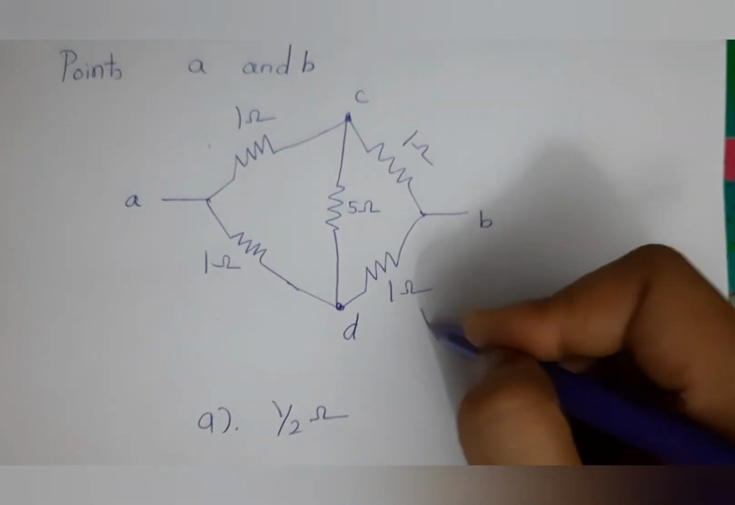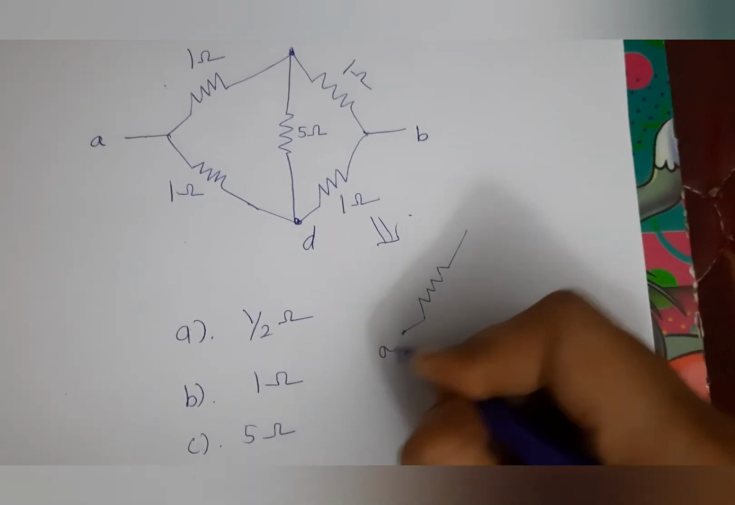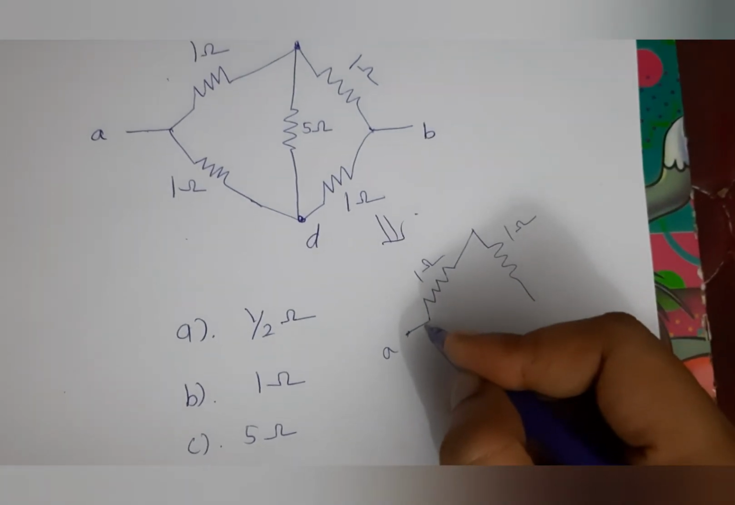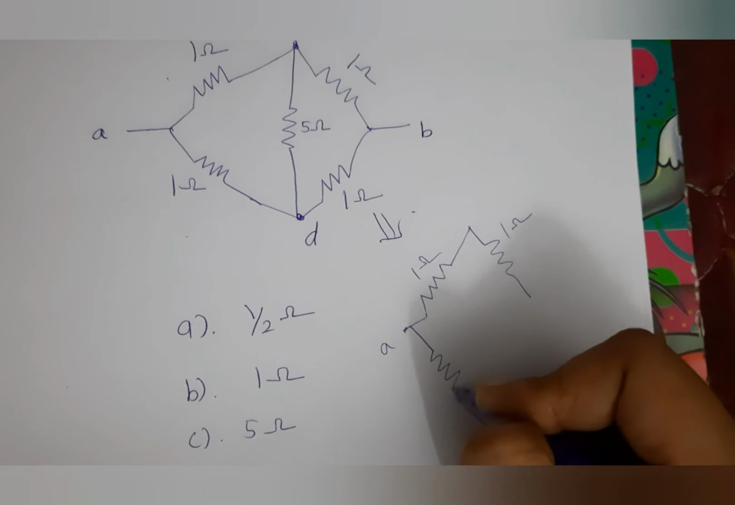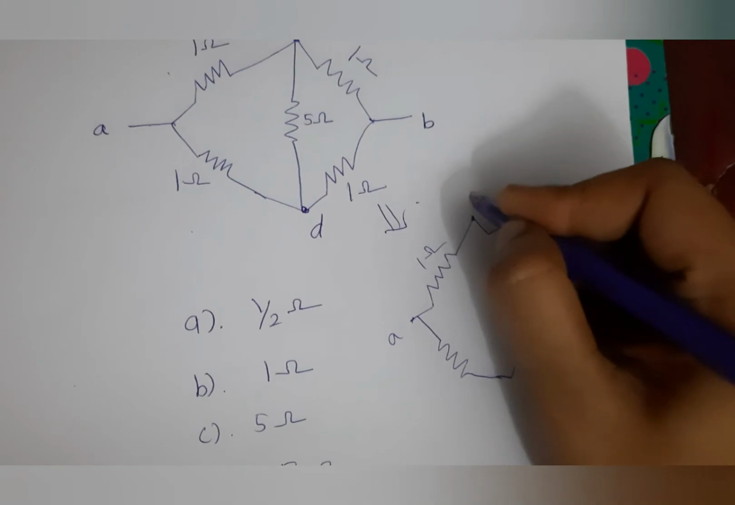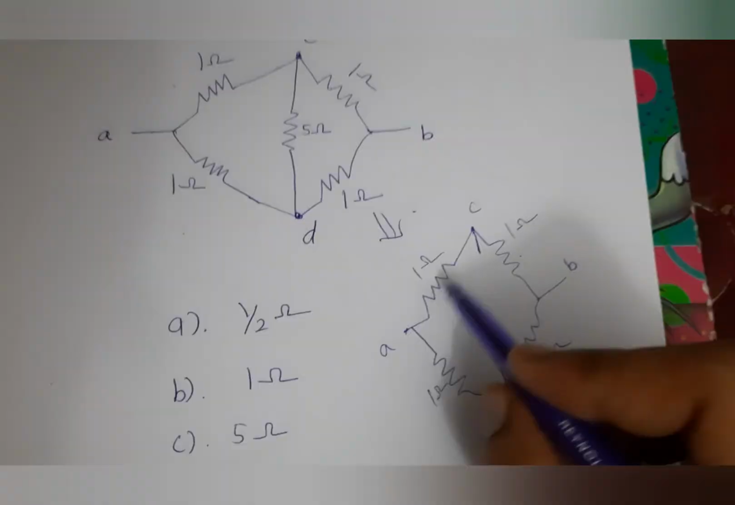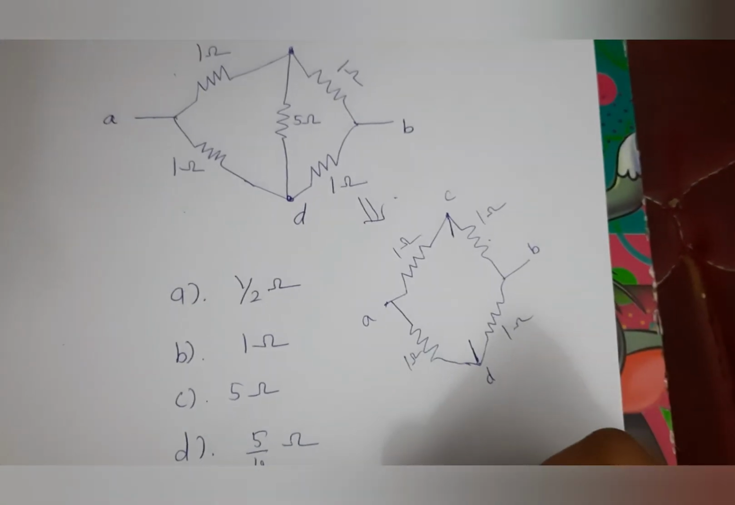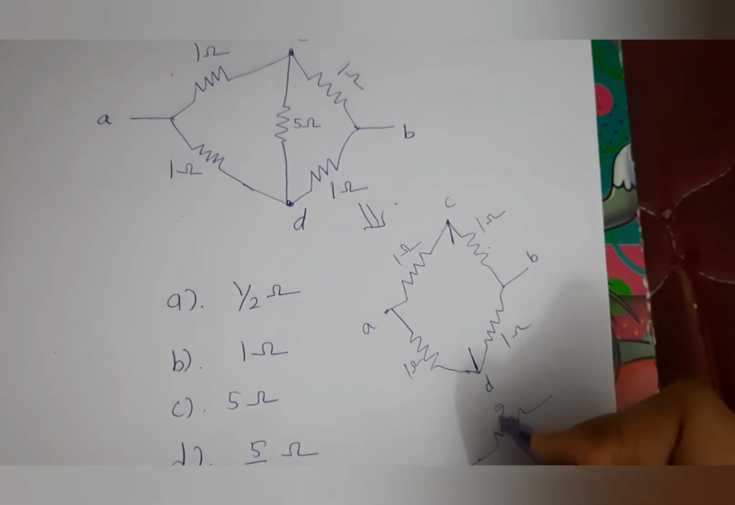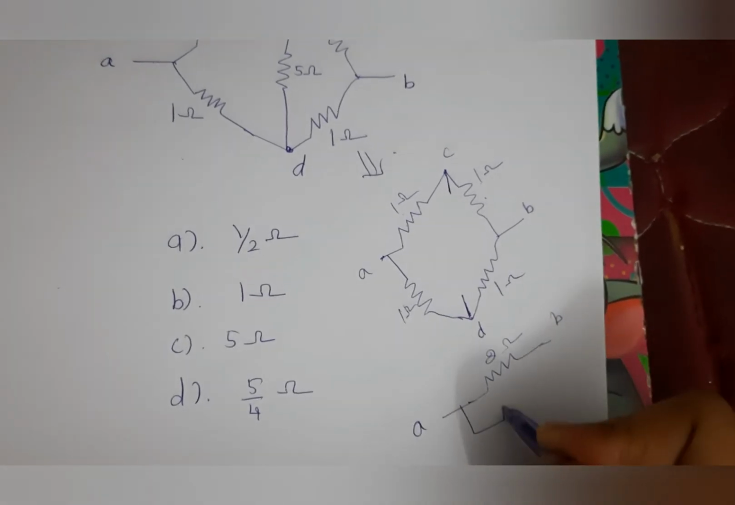So we can redraw this. This is equivalent to, this point is A and all are 1 ohm. This point is P, C and D. This also 1 ohm, 1 ohm. So we can redraw like this, and now these two are series connected, so we can redraw this as, so 1 plus 1, this becomes 2 ohm, and this is B. Similarly this 1 plus 1 becomes 2 ohm.